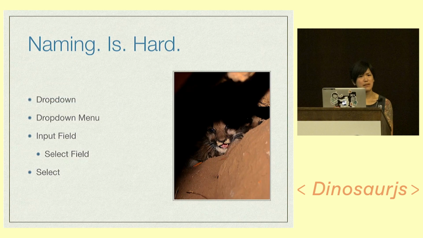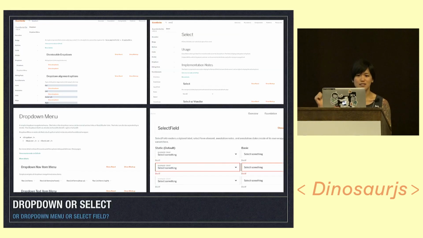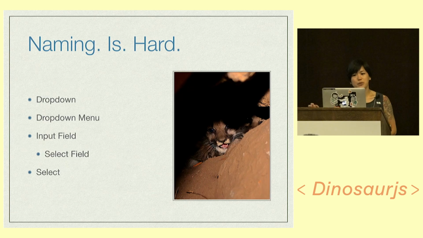And again, coming back to naming things being hard, our select field is underneath our input field. So if I go back to these screenshots, you see if I search for select, field doesn't come up in my search. So I also have this little mountain lion here. I call it a mountain lion, but I know some people call it a puma, and I've also heard mountain screamer before. So again, naming things is really hard.